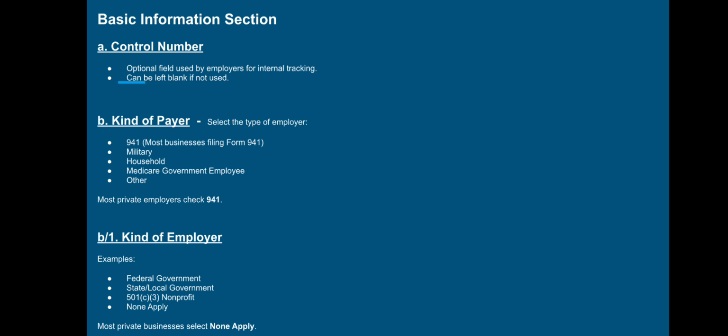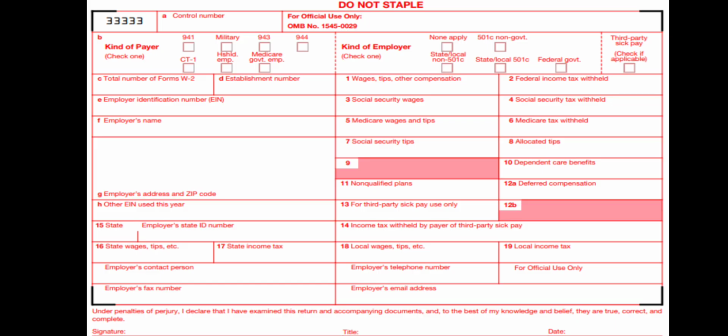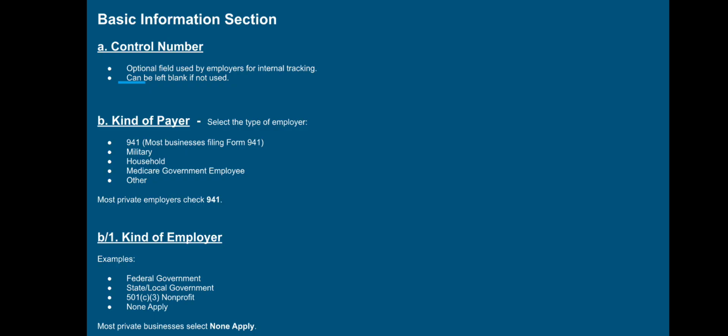So the basic information section, all those sections are covered. Here you can see points A, B, C, D and 1, 2, 3, 4. All points are mentioned in the further slides, which we will discuss now. The basic information section: control number, it is optional. I haven't seen any employer record a control number ever in my 10 years of experience. It is an optional field used by employers for internal tracking and can be left blank if not used.